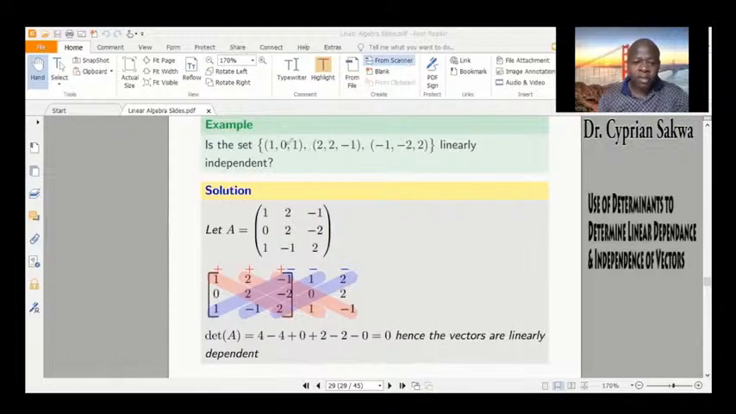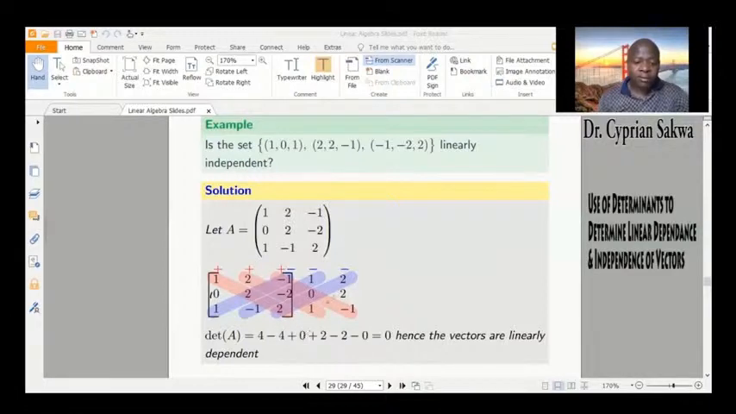I have the first column, the second column, and then the third column, and then this matrix is here. Then I add the first two columns here beside this. Then I draw my diagonals. I multiply along this diagonal, get 4. Along this diagonal, get negative 4. Along this diagonal, I have 0. So I've added those 3.